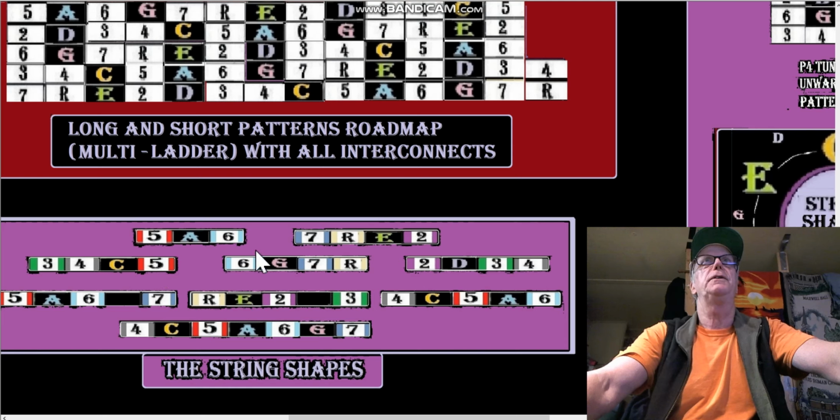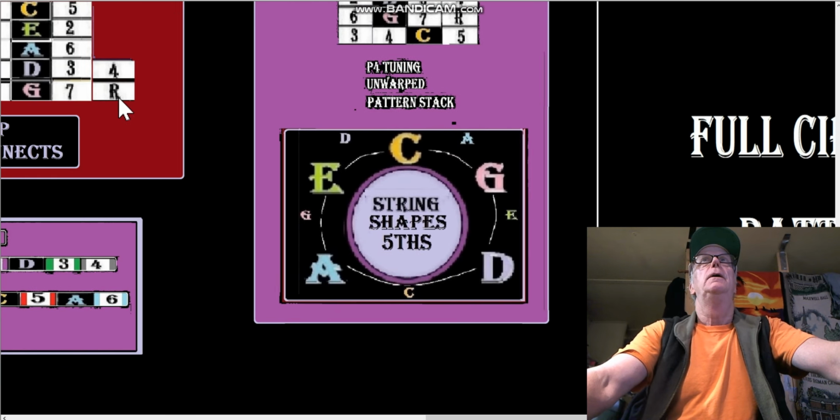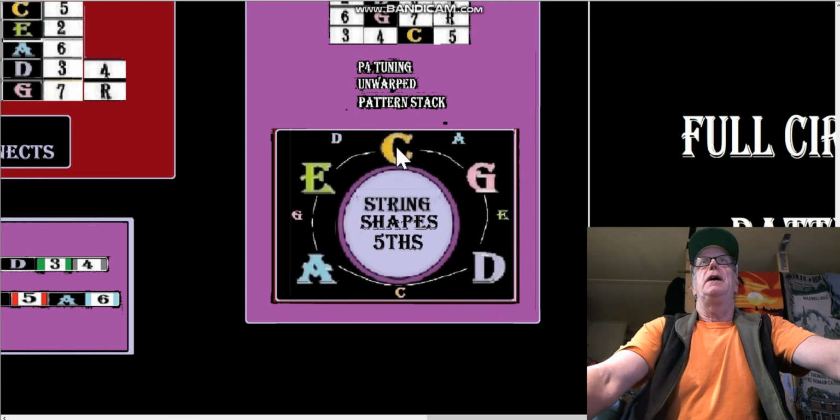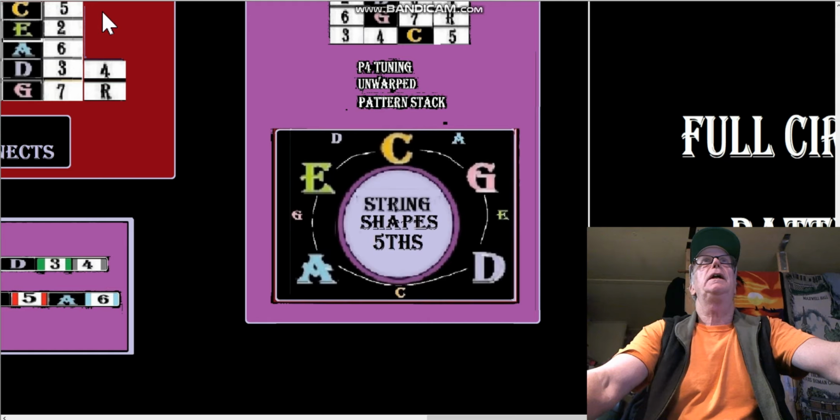The fifth of C is G, so we got 3, 4, 5, 6, 7, root. And the fifth of G is D, 6, 7, root, 2, 3, 4. That doesn't count directly in the word CAGED. See, C-A-G-E-D. These are every other letter in the word CAGED.